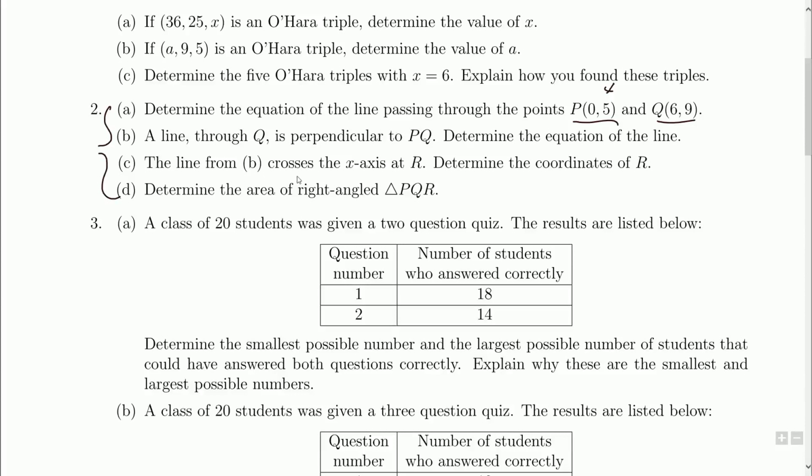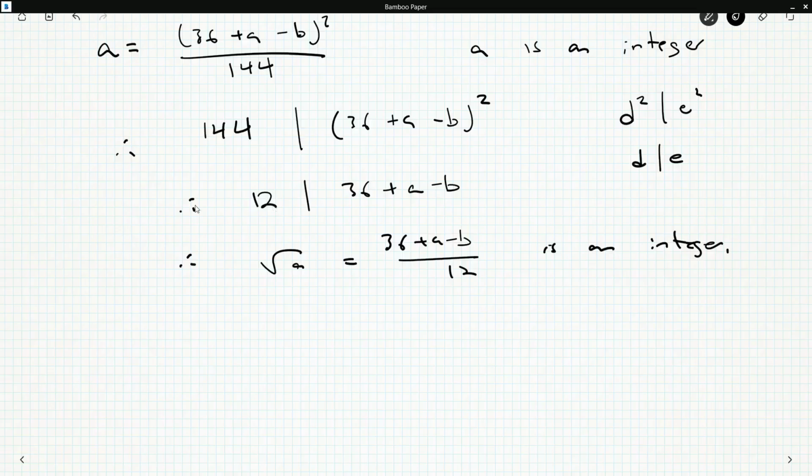The line from B crosses the x-axis at R. Determine the coordinates of R, and then determine the area of right-angled triangle PQR. Alright, that doesn't seem so bad. We'll end up with a nice little picture, but it seems to be sort of a logical progression. Get line, get other line, find the intercept of that line on the x-axis. It shouldn't be that bad. Alright, let's go to our notepad here.